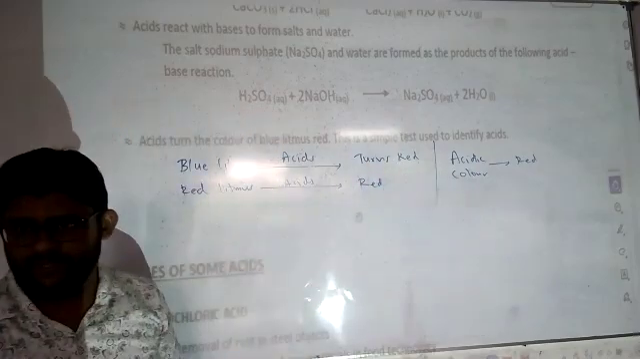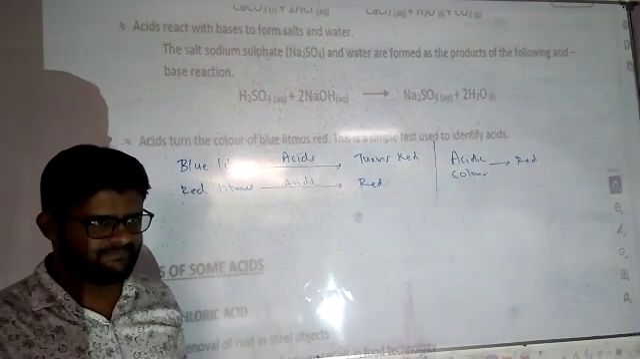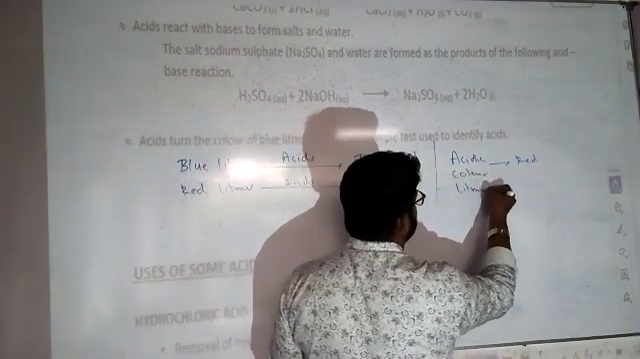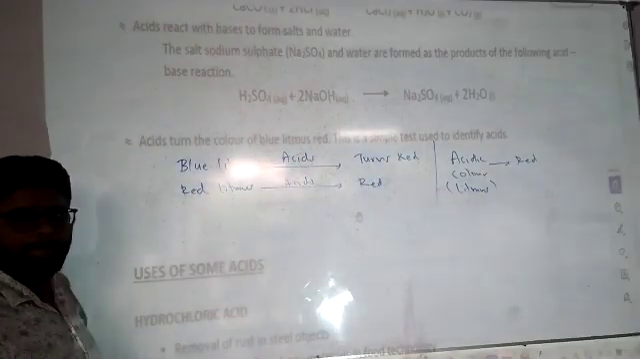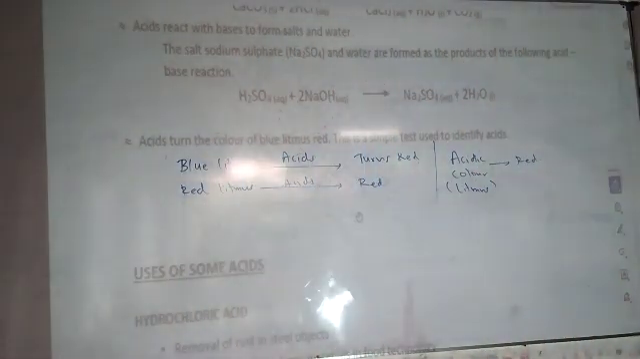This is in litmus papers, okay? Not in all the indicators. Litmus papers, acidic color is red. Okay? Acidic color in litmus, it is red. Can you mark it down, please? Hurry up.